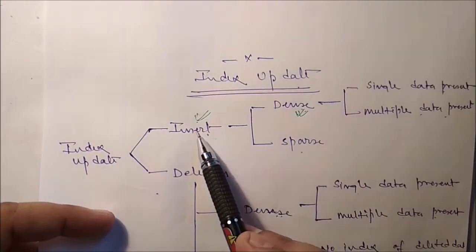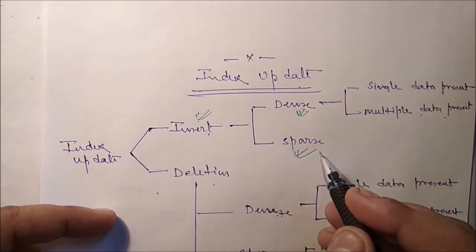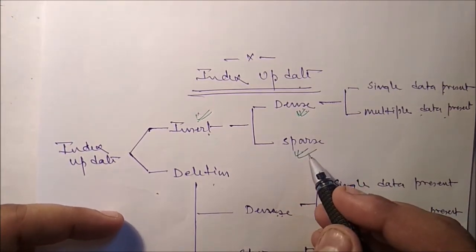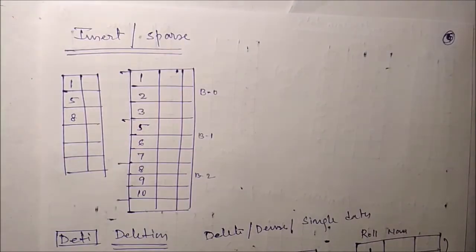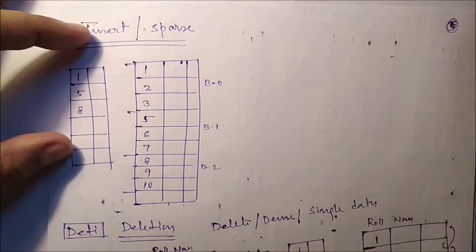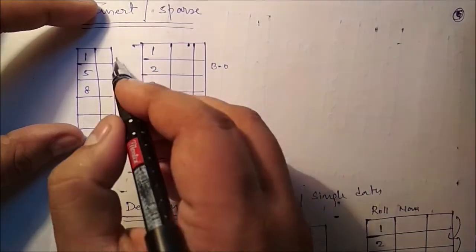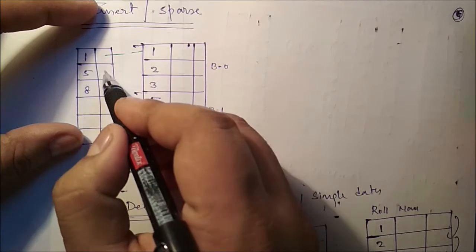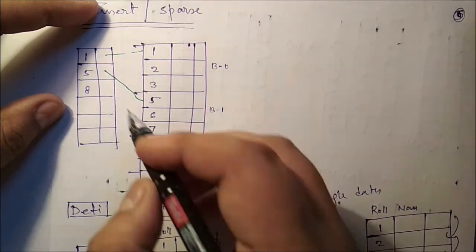Next we'll talk about insertion in a sparse index. If it is sparse, what does sparse mean? Already you know, we do not store each and every record's information. So roll number 1 is there, roll number 5 is there, and roll number 8.